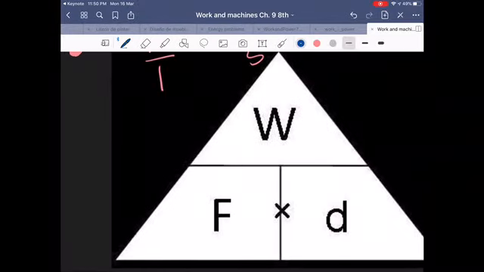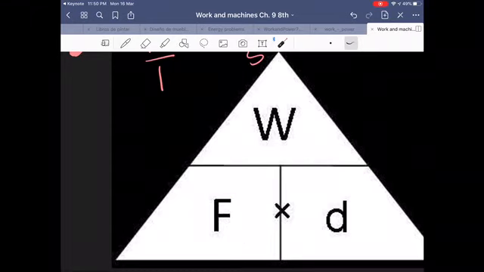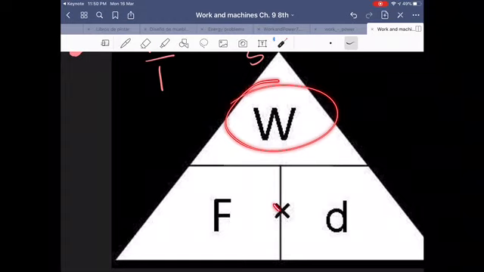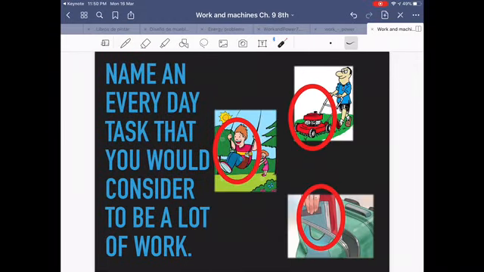And this is a triangle we'll be using. If you're searching for force, you will divide work divided by distance. If you're searching for distance, it is work divided by force. And if we're searching for work, it's force times distance, okay? Now let's move to the next slide.